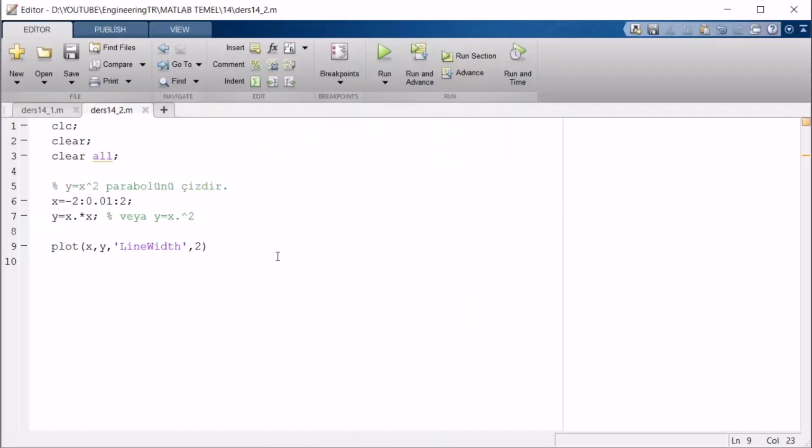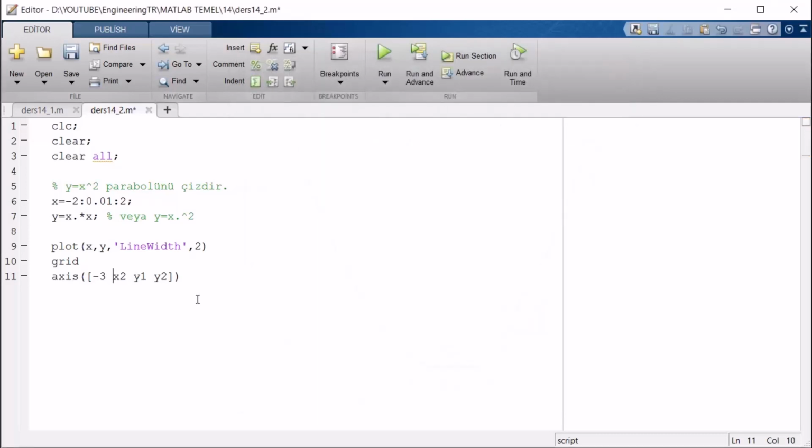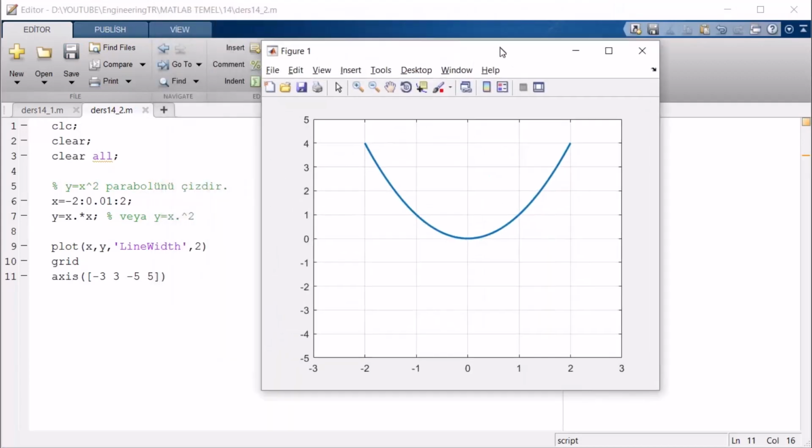Once there is a grid representation like this, we say axis and open it here. We have a comment like this: x1, x2, y1, y2. So where does it start? Now let's take a look at what interval we would normally draw the graph at. We plotted between -2 and 2 in x. Let me do -3 and 3. Let's make y from -5 to 5. Let it appear from -3 to 3 at x, and between -5 and 5 in y. As you can see, this is the graph.